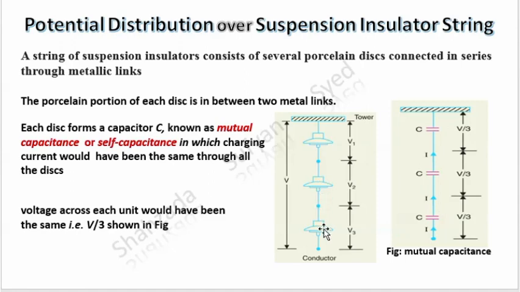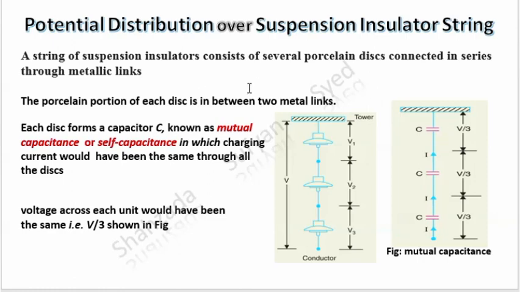The three insulator discs are represented by capacitance C, C and C, and for equal potential distribution the current will remain same throughout the line, but the voltage will divide equally. As you can see, in all these capacitances, the voltage V will divide into V by 3 in each capacitor.